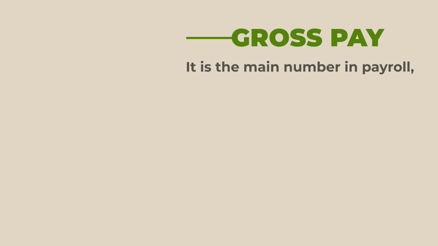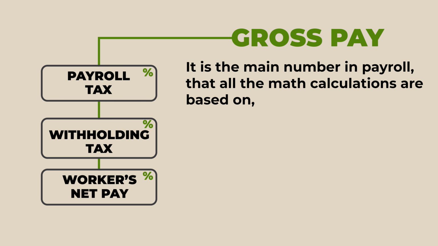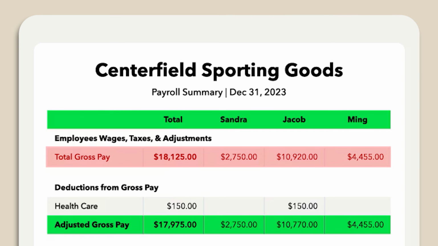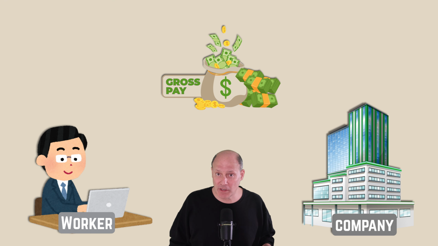Well, the gross pay is the main number in payroll that all the math calculations are based on once you determine how much it is. You see, gross pay is the amount the worker actually earned. You see, during the payroll process, money is both added to and taken from gross pay. From the point of view of the worker, money is taken from gross pay. But from the point of view of the company that's paying the worker, money is added to gross pay.